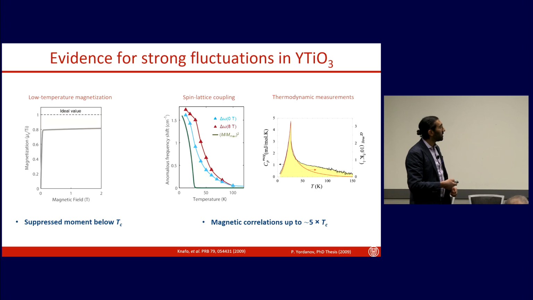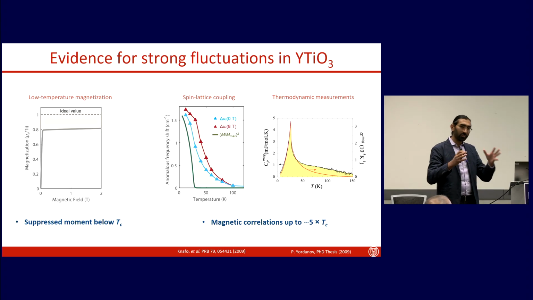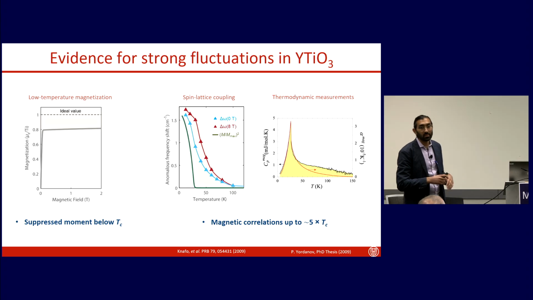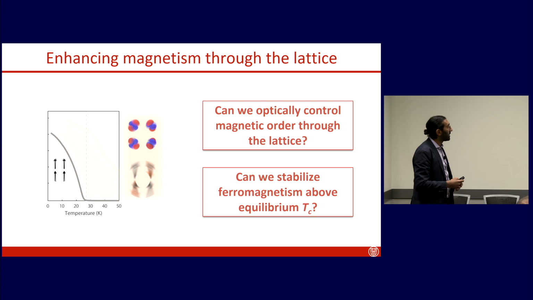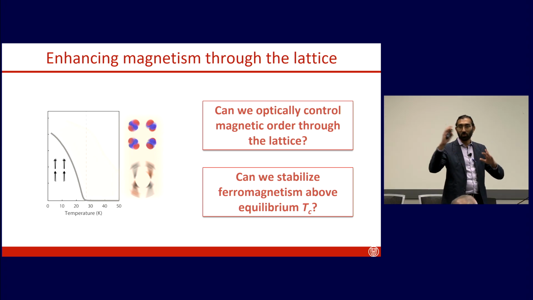You also have a spin-lattice coupling effect that extends out to temperatures up to 100 Kelvin. Okay, and so you have some indication of short-range magnetic correlations, at least up to about 5 times Tc. So what you have is a system with a high-temperature precursor state before you end up in the actual magnetically ordered state, which has these fluctuations of the orbital and magnetic moments.